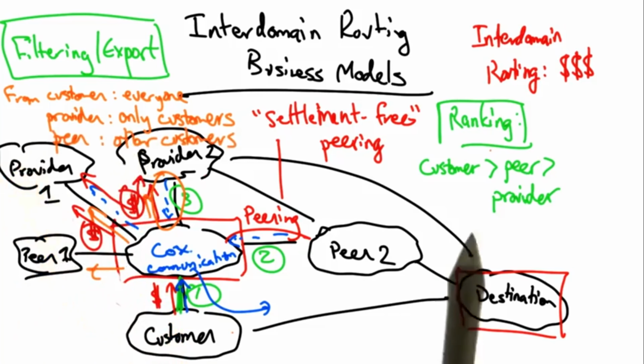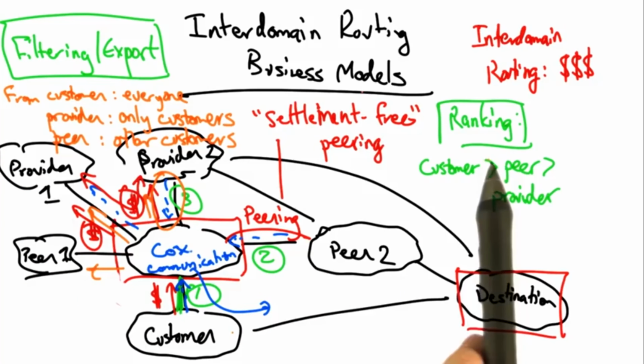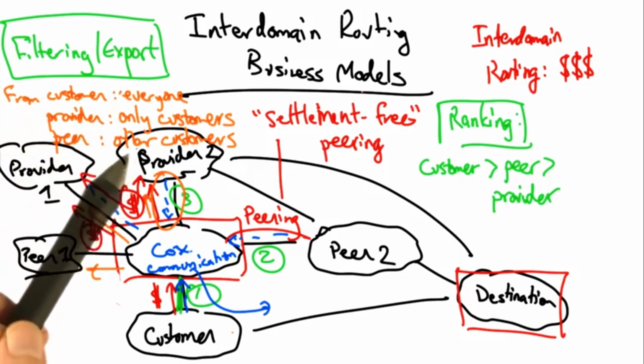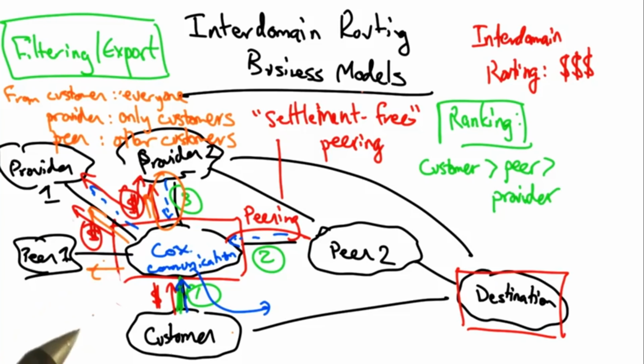So to summarize, interdomain routing has both ranking rules, where given multiple choices, an AS might prefer a customer route over a peer route over a provider route. And then, given that it's selected a particular route from either a customer, a provider, or a peer, it makes different decisions about where to re-advertise that route to other neighboring ASs. Now, as it turns out, if every AS in the Internet followed these rules exactly, then routing stability is guaranteed.